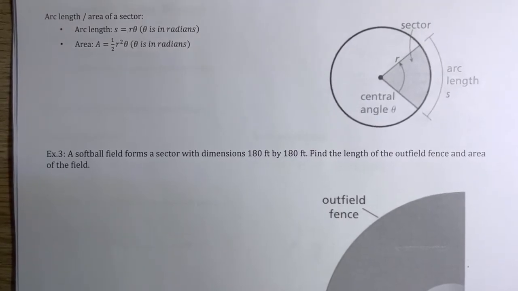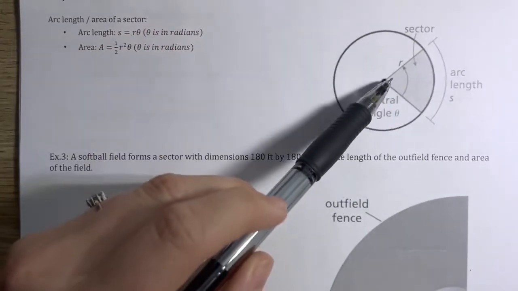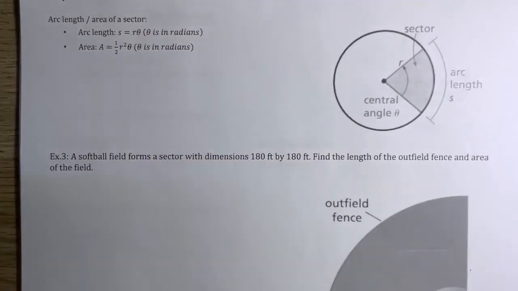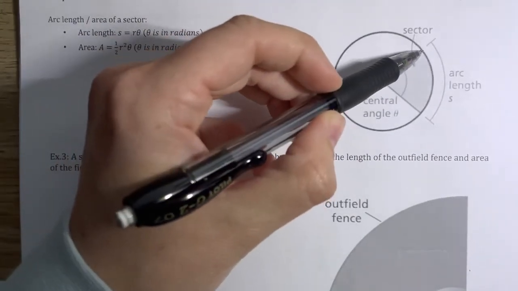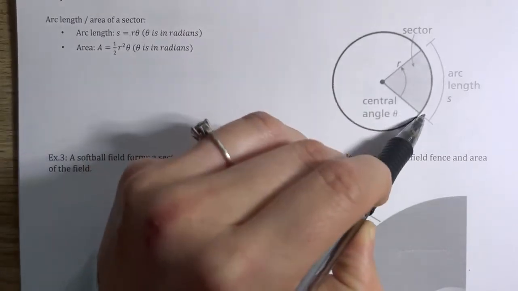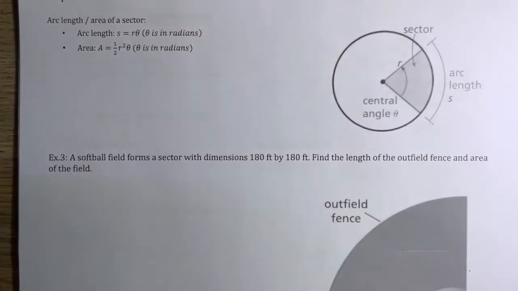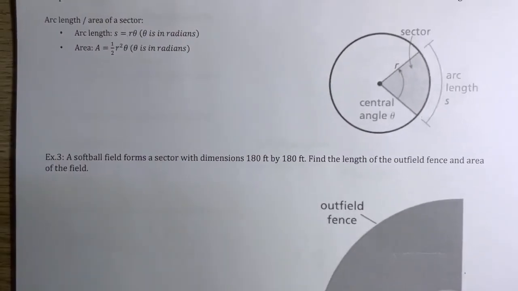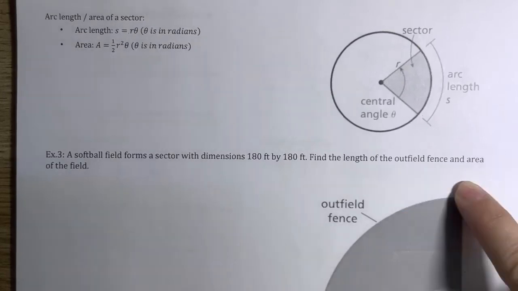So for example 3, it says a softball field forms a sector with dimensions 180 feet by 180 feet. Find the length of the outfield fence and area of the field. So if we compare these two pictures, we can get an idea of what it's asking. A sector is what's created when you extend two radii. So it's like a piece of a pie. And then the arc length is just the length on the outside of the circle of that portion of the sector, that piece of the pie. It's just like the crust, basically. So if we want to first find the length of the outfield fence, that's going to be the arc length.